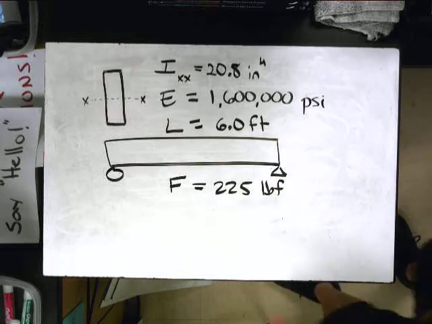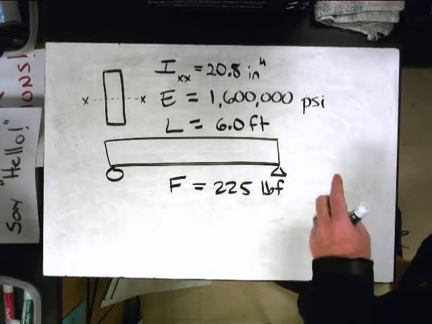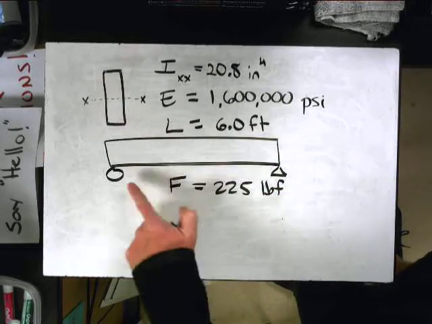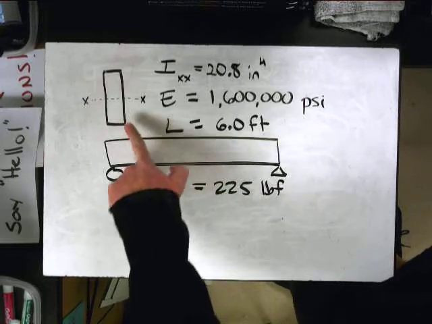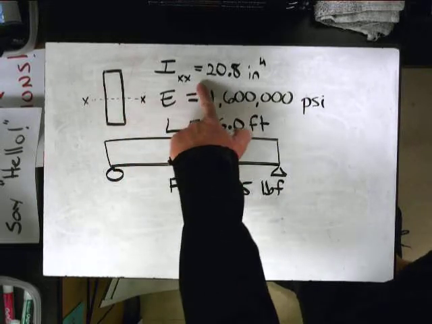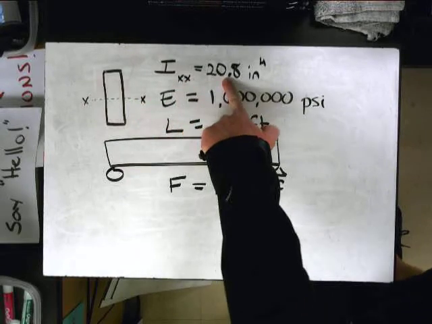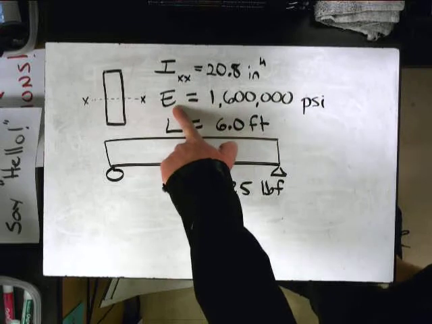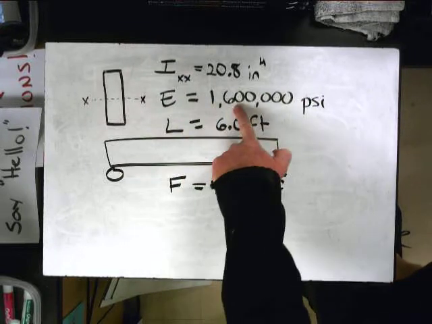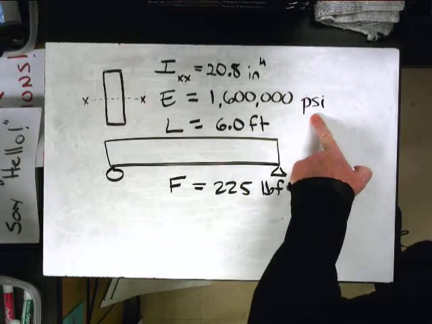For this, I'm using Beam Deflection from Principles of Engineering. We have a beam, and we're going to apply a load to it right in the center. Cross-sectional area is pretty basic, and I'm not going to bother going through the calculation for the area moment of inertia. We just have this number, 20.8 inches to the fourth power. The elastic modulus is given as 1,600,000 psi. PSI stands for pounds per square inch.